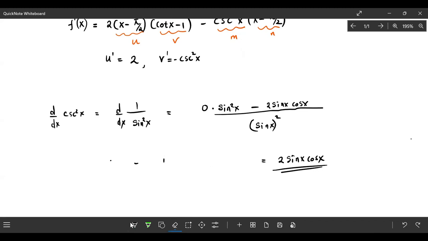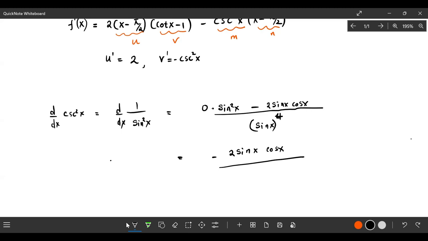So from here, memorize the derivative of cosec squared, okay? You don't have to show it always. If you can memorize it, then memorize it. So 0 times this, that's 0, minus this is 2 sine x cosine x divided by, remember this was sine squared, right? It was sine squared x, so you're squaring again, so this is sine to the power 4. Because remember it was sine squared, and then you are trying to square it again. That is sine x to the power 4, isn't it?